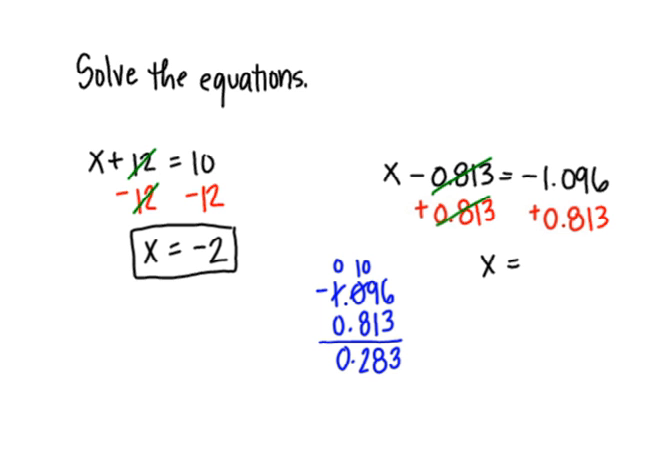Since my larger number was negative, that means my answer will be negative. So my final answer is negative 0.283. If you didn't write the 0 and you just wrote negative 0.283, that is also correct.